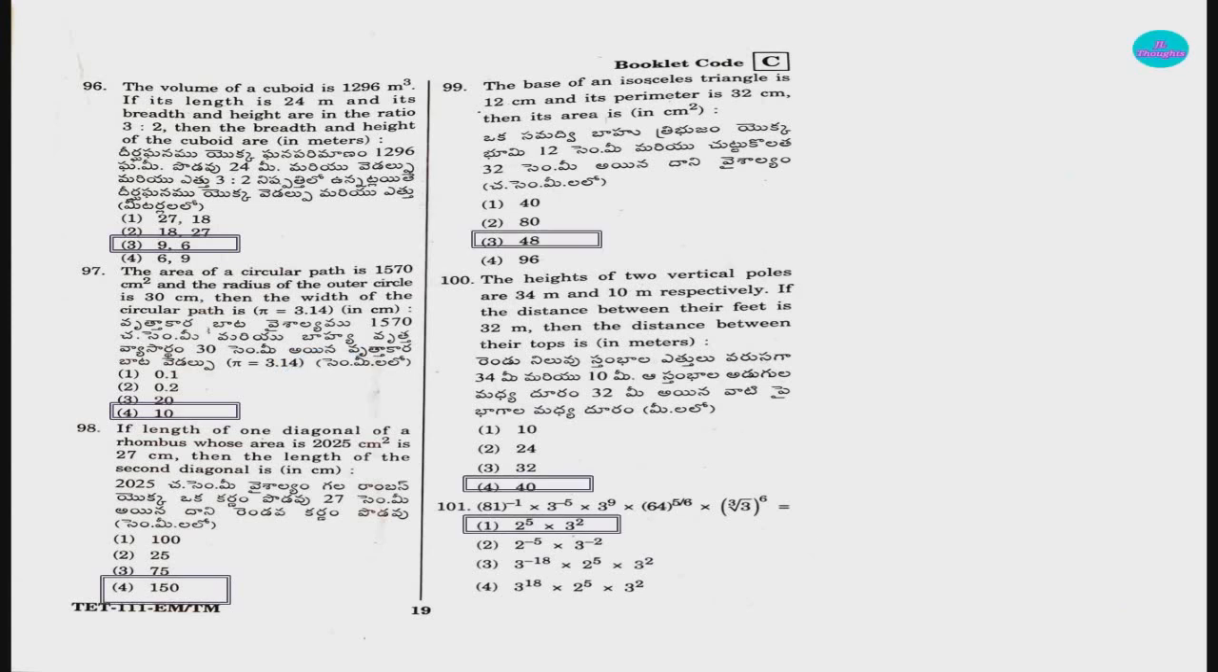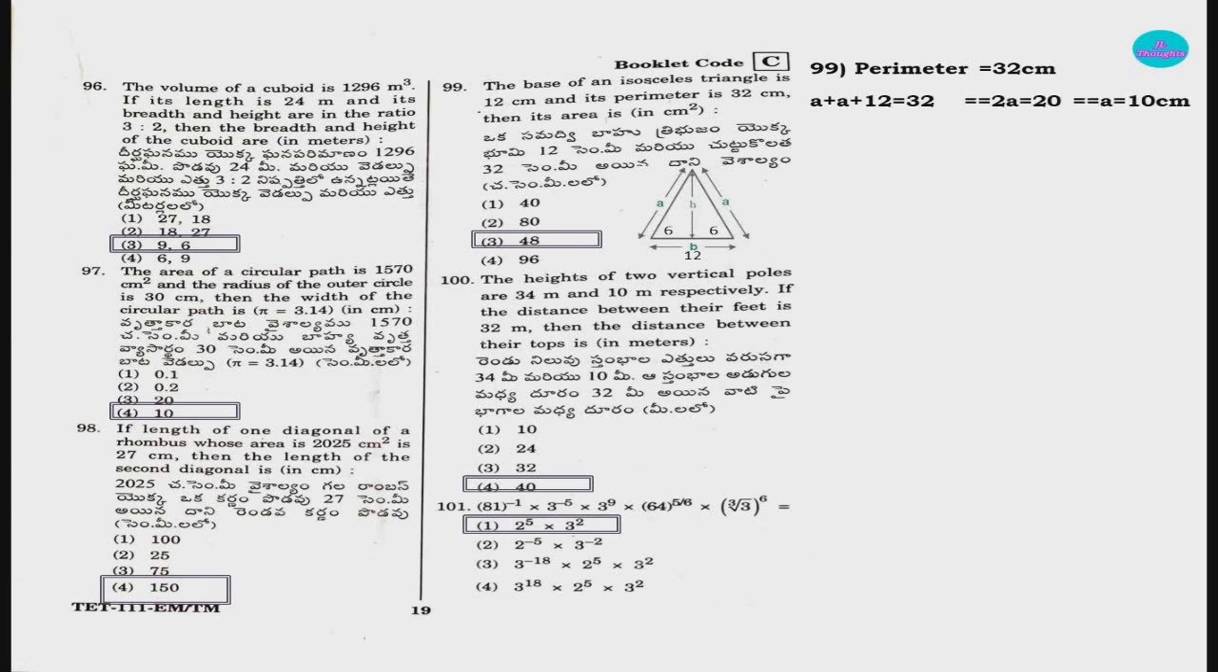Now next one, 99. The base of an isosceles triangle is 12 centimeters and its perimeter is 32 centimeters. Then its area is in centimeter square. Now if we consider this is an isosceles triangle, base is given as 12. So each half will be 6 and 6. And it's given the perimeter is 32 centimeters. Perimeter means sum of the sides of the triangle. So a plus a plus 12 is equal to 32. From this a we will get as 10 centimeters.